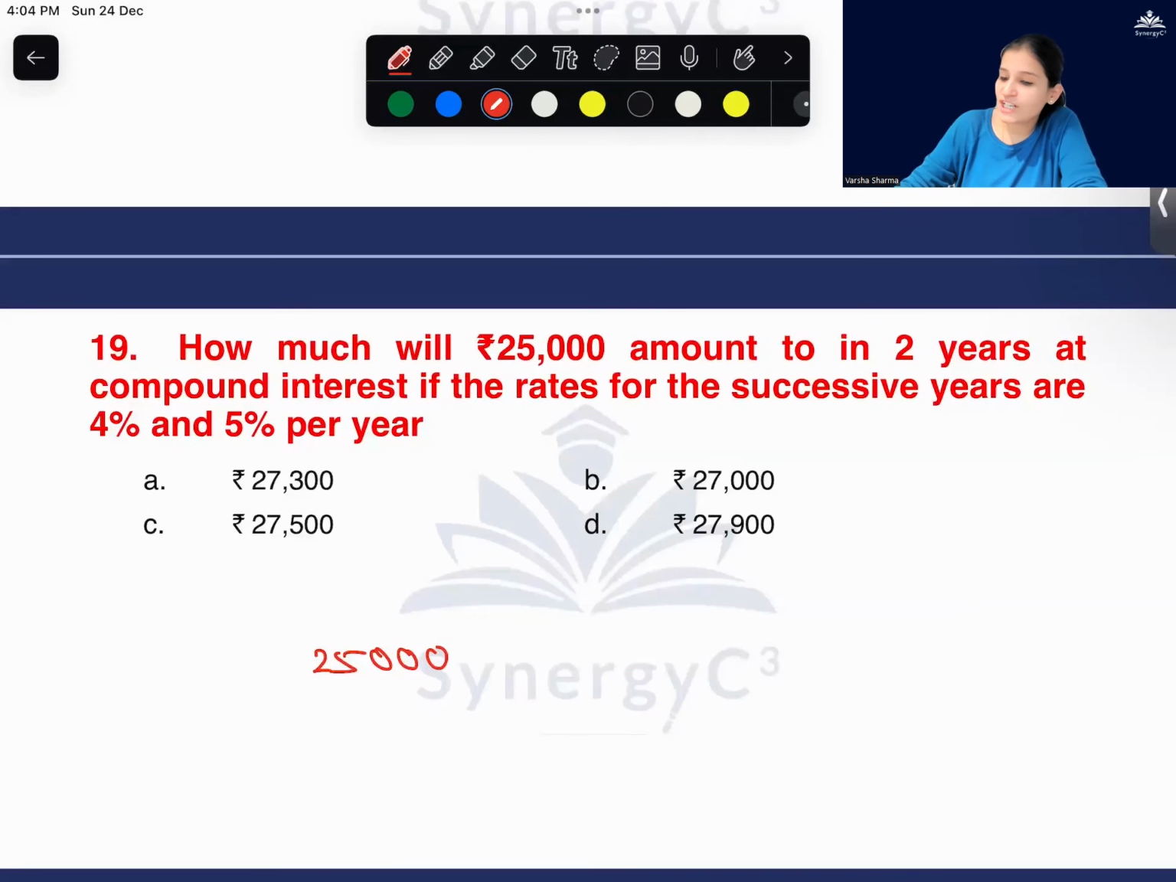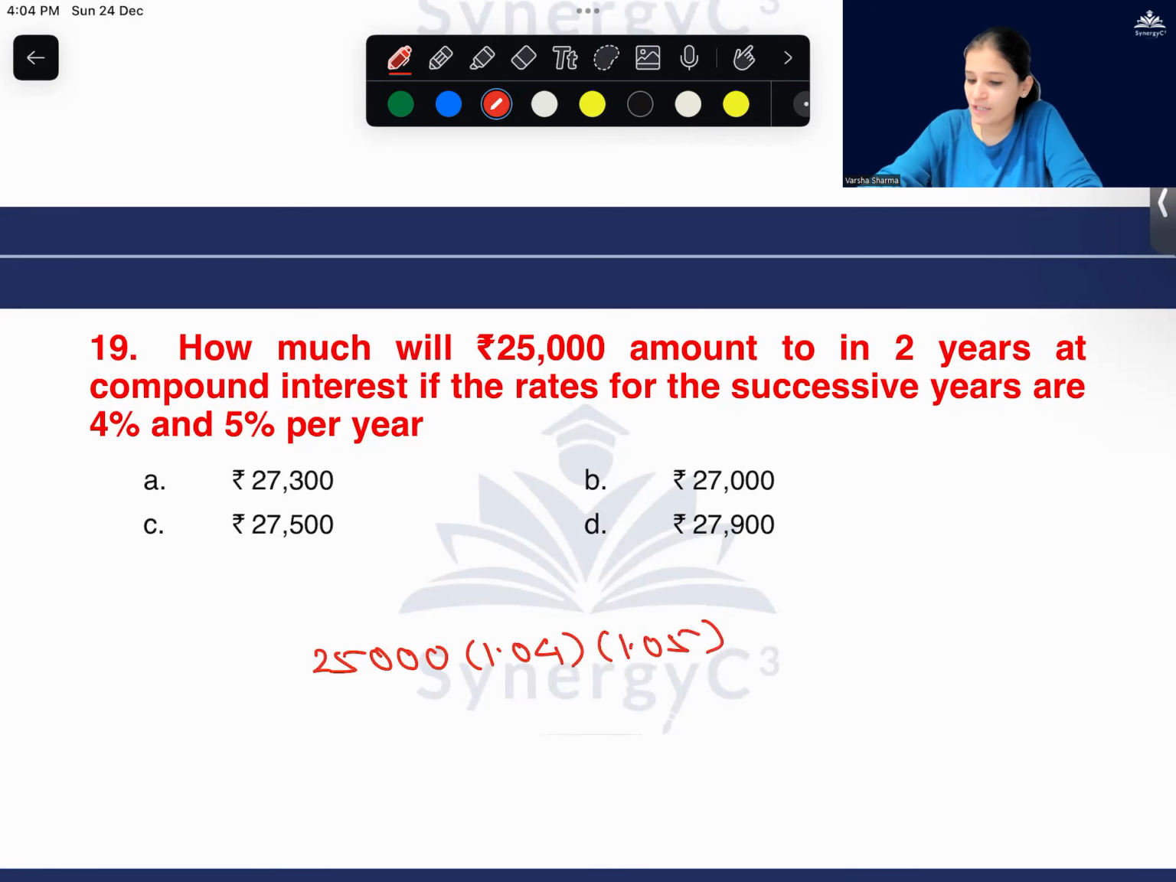25,000. For the first year, the rate is 4%, compounding value will be 1.04. For the second year, the rate is 5%, compounding value 1.05. So 25,000 into 1.04 into 1.05. 27,300.